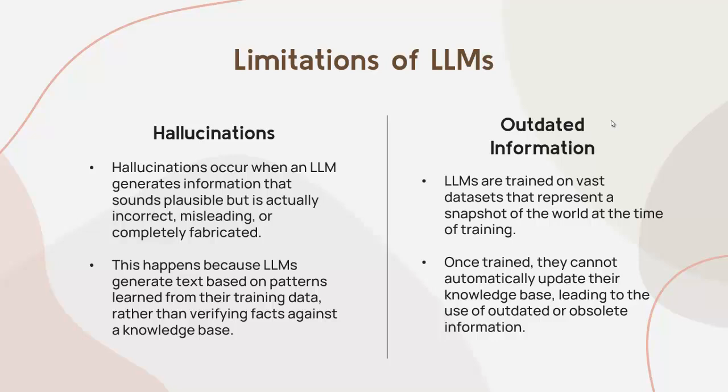Hallucinations refers to the instances where LLMs generate information that is incorrect or entirely fabricated. Despite sounding plausible, the generated content may not be based on any real data or facts. This occurs because LLMs generate responses by predicting the next word in a sequence based on the patterns learned during training. The LLM does not check the information against a factual knowledge source.